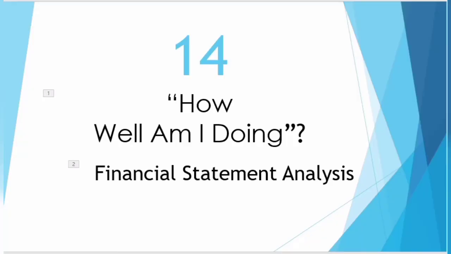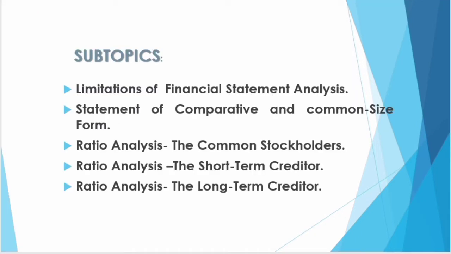So the title of our topic is How Well I Am Doing, Financial Statement Analysis. In this chapter, we focus on the analysis of financial statements to forecast the financial health of a company. We will discuss the use of trend data, comparisons with other organizations, and financial ratios. The subtopics of this chapter are the limitations of financial statement analysis, statements in comparative and common size form, ratio analysis for common stockholders, ratio analysis for short-term creditors, and lastly, ratio analysis for long-term creditors.